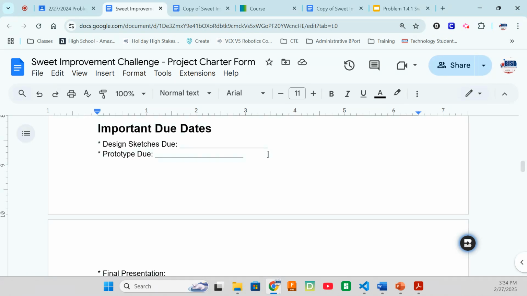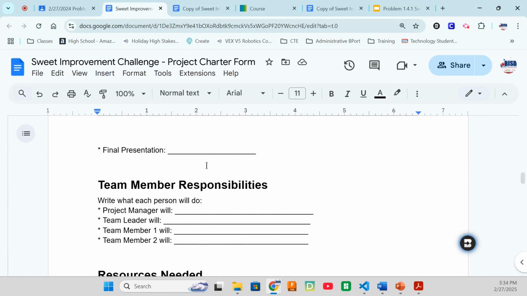Important due dates. Your design sketches are going to be due Thursday of next week, which will be March 4th. So in this area, I want you to type Thursday, March 4th. Final presentation. I'm going to get back to you on this part, so you can leave that blank.